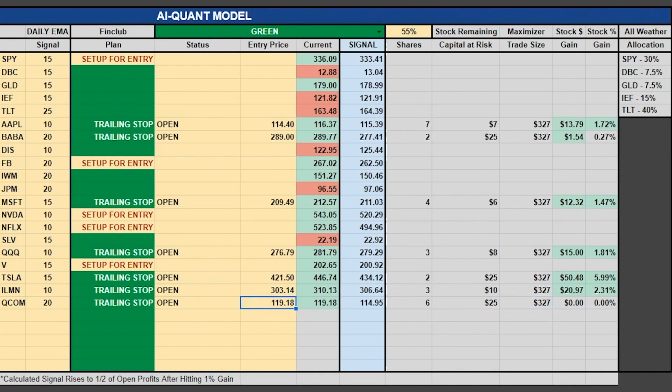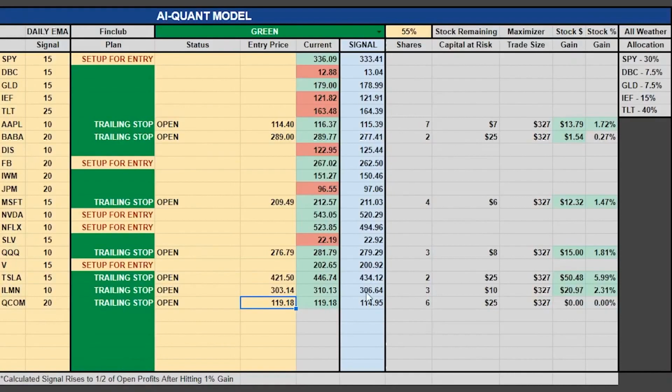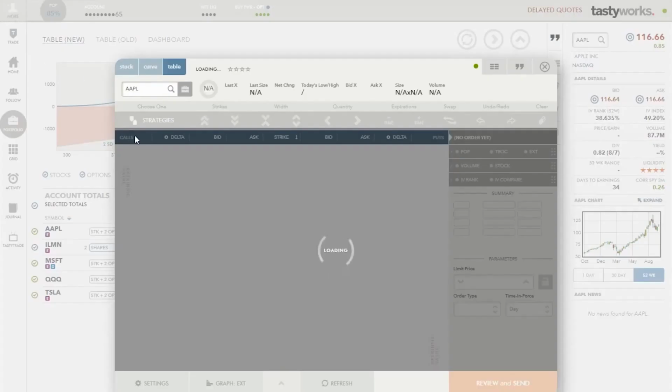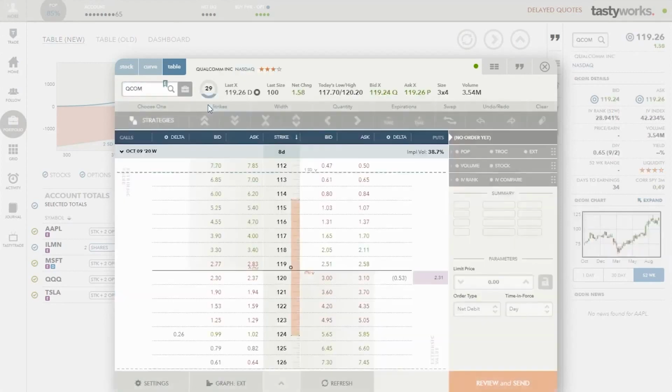It's pretty easy. Let's take a look at that. What's our Unbreakable trading plan? We just got it. What stock? How much? What are our entry and exit points? Our exit point will be the 20-day, which is right at 114.95 right now. So we need to find if we can put on a put spread, QUALCOMM, that's less than 114.95.